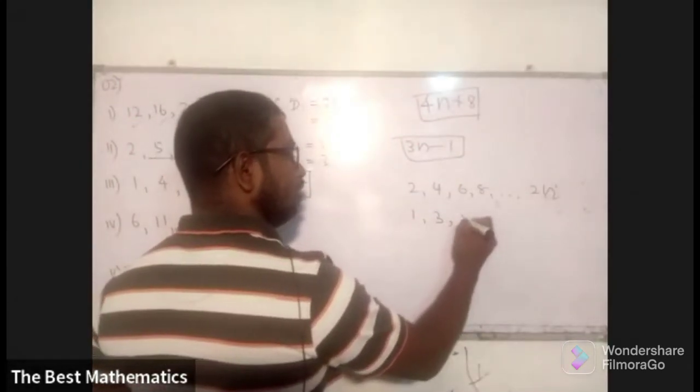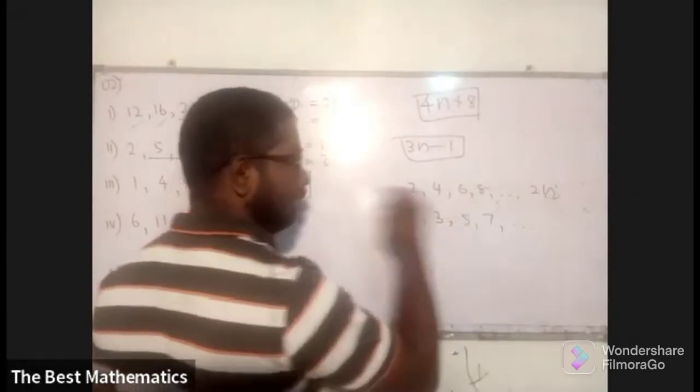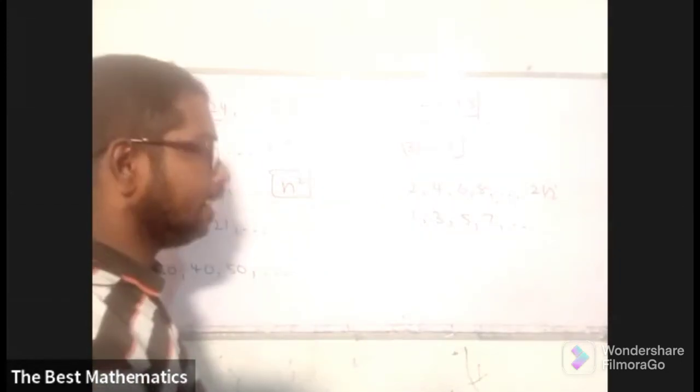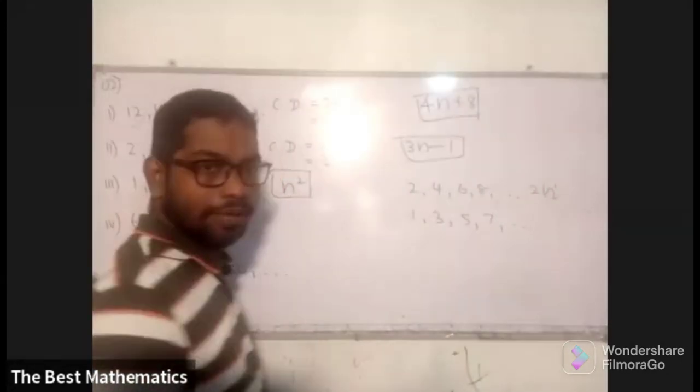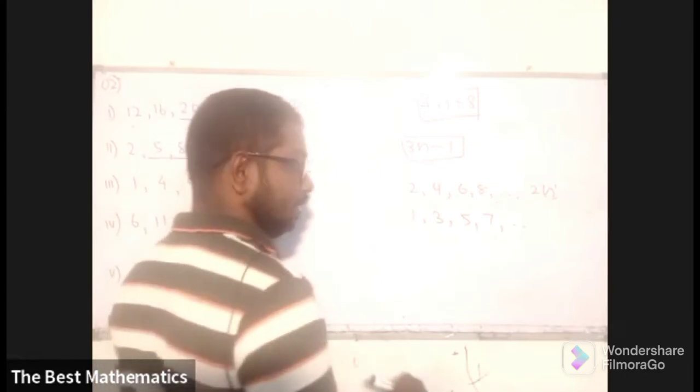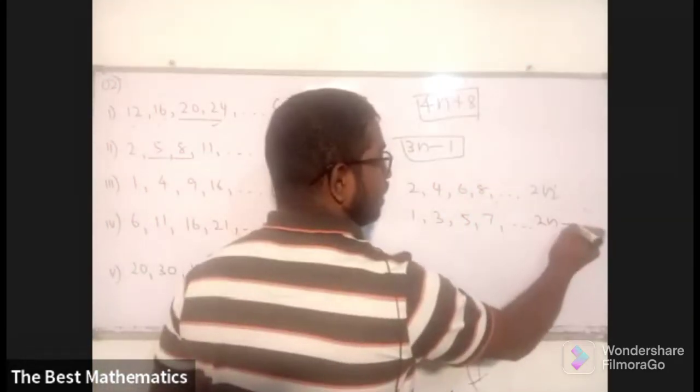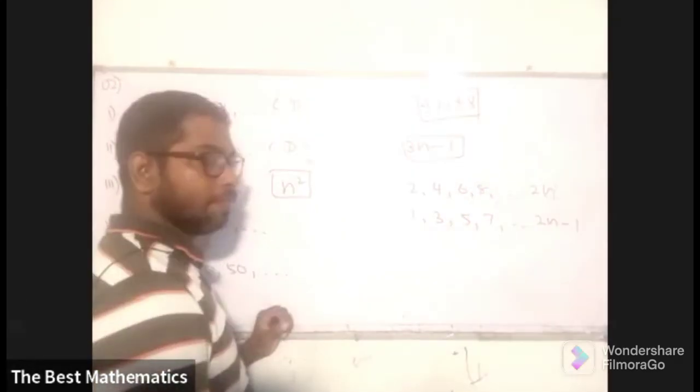1, 3, 5, 7. What is this? Odd number pattern. Then the general term is 2n minus 1.